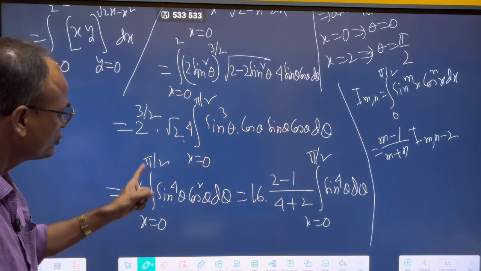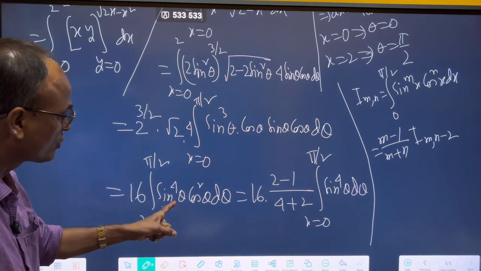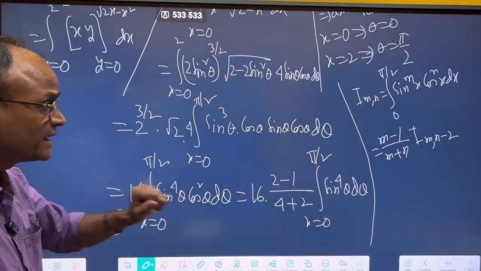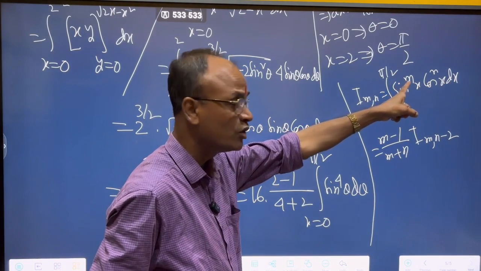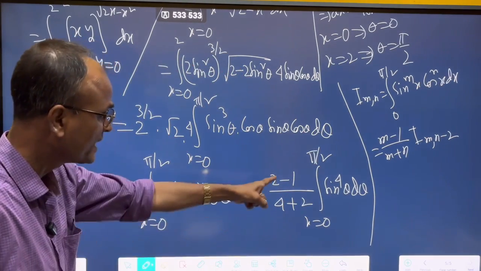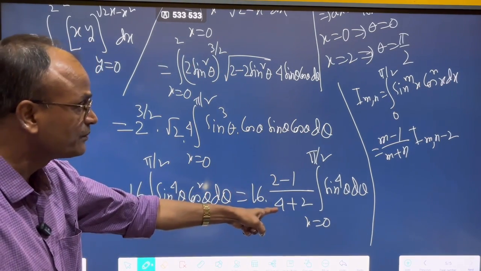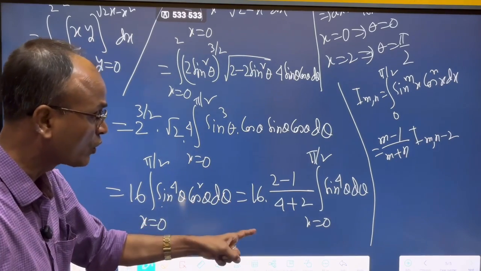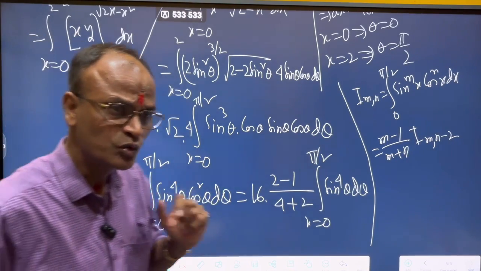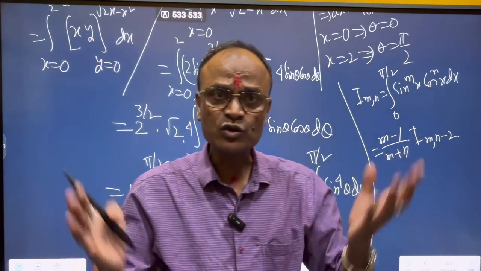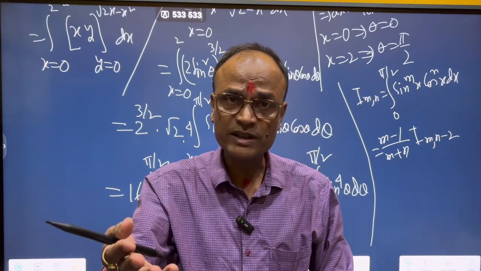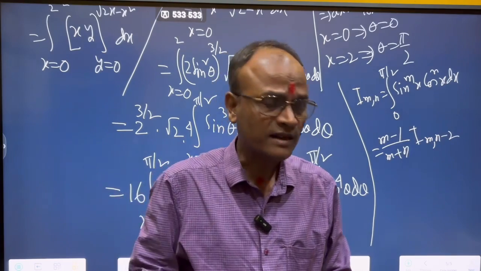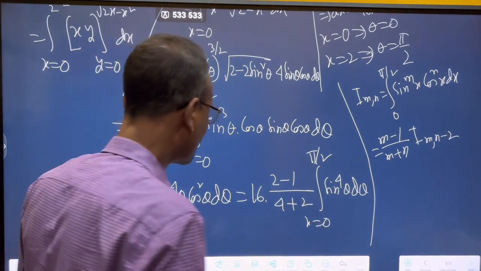Now x is from 0 to pi by 2 of sine to the power 4 theta cos square theta. Here m is equal to 4, n is equal to 2. So 2 minus 1 divided by 4 plus 2, times I with 2 minus 2, which means cos theta whole to the power 0. What is cos theta whole to the power 0? It equals 1. Therefore, you will get this one.